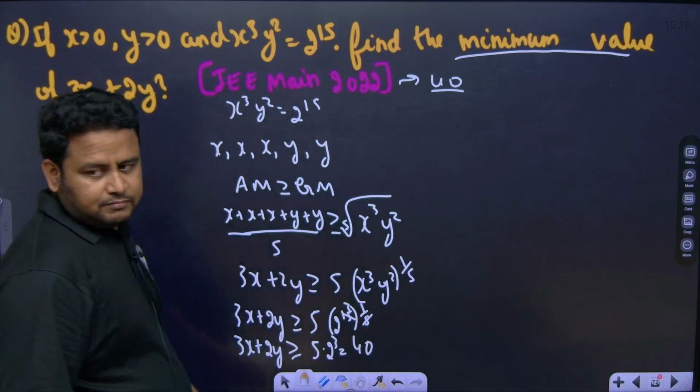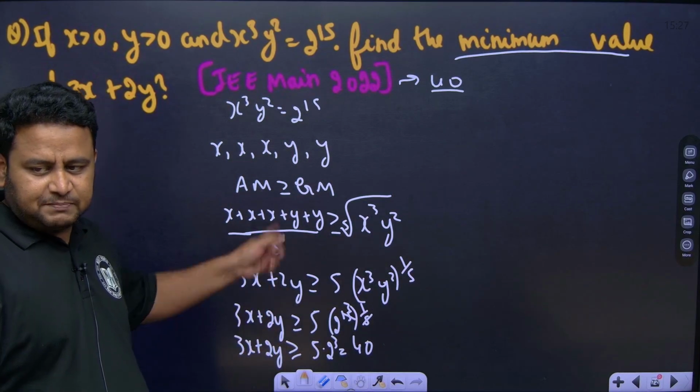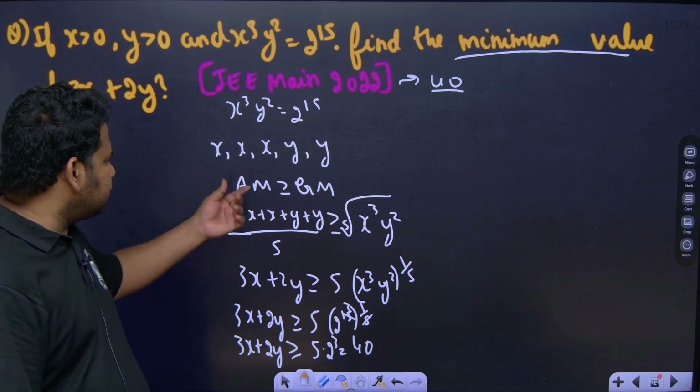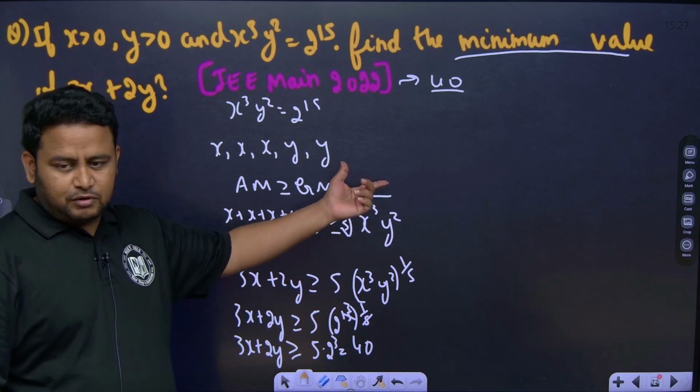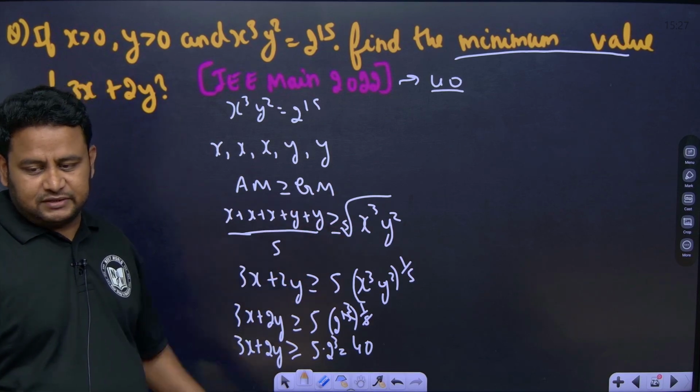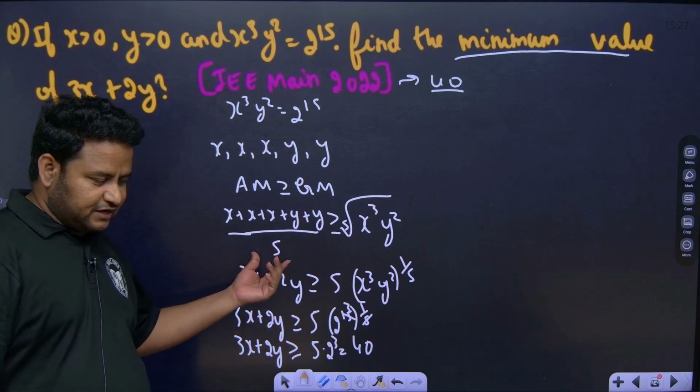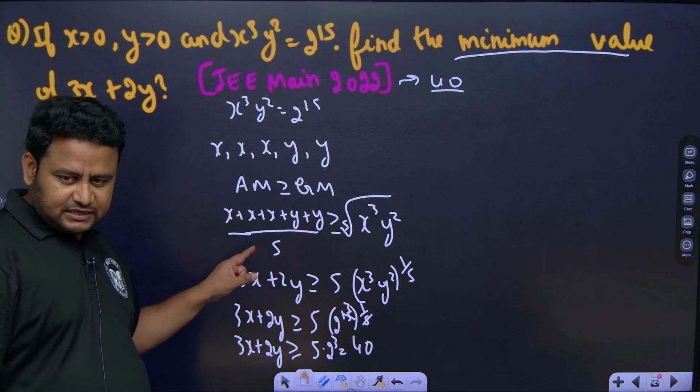Clear? Be careful. How many number of terms are there? That much power you have to take. Here what you took? Divided by 5, no? Here you should take to the power of 1 by 5. If you are dividing by n, here you take the power 1 by n.